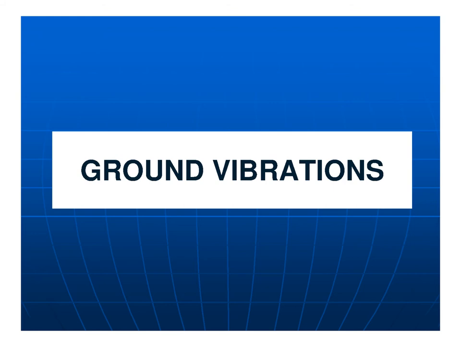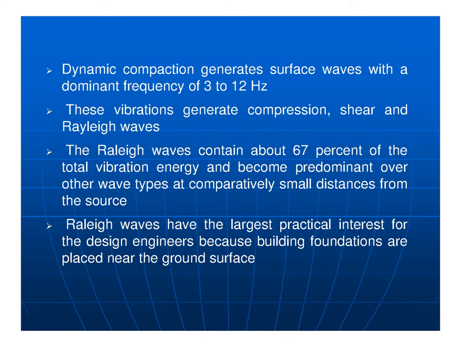Ground vibrations. Dynamic compaction generates surface waves with the dominant frequency of 3 to 12 Hz. These vibrations generate compression, shear, and Rayleigh waves. The Rayleigh waves contain about 67% of the total vibration energy and become predominant over other wave types at comparatively small distances from the source. Rayleigh waves have the largest practical interest for the design engineers because building foundations are placed near the ground surface.